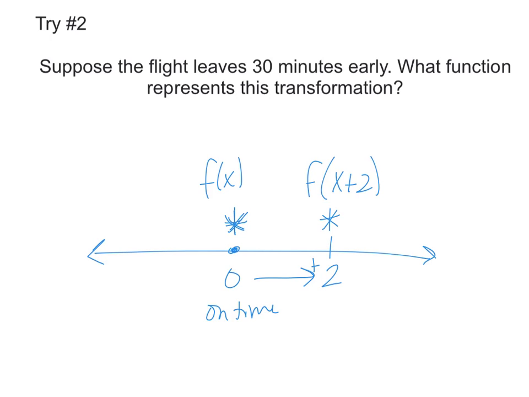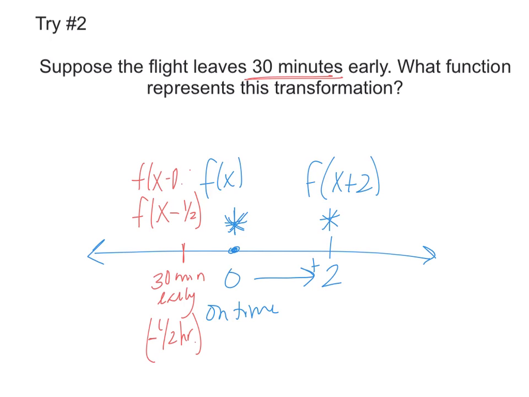And so on try 2, it says suppose the flight leaves 30 minutes early. So if I leave 30 minutes early, which is about here, I'm no longer at 0. I'm in my negatives. Now 30 minutes, when we were talking about hours, is now a half hour. So now that is negative a half hour. So now our new function is f of x minus 1/2, or f of x minus 0.5.